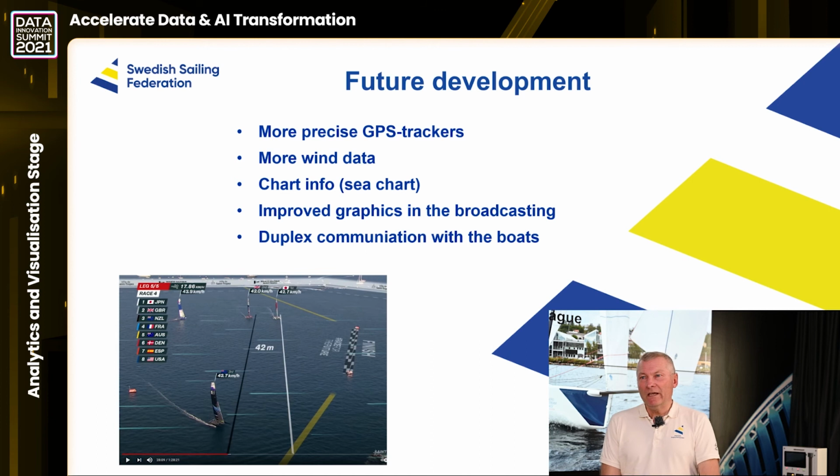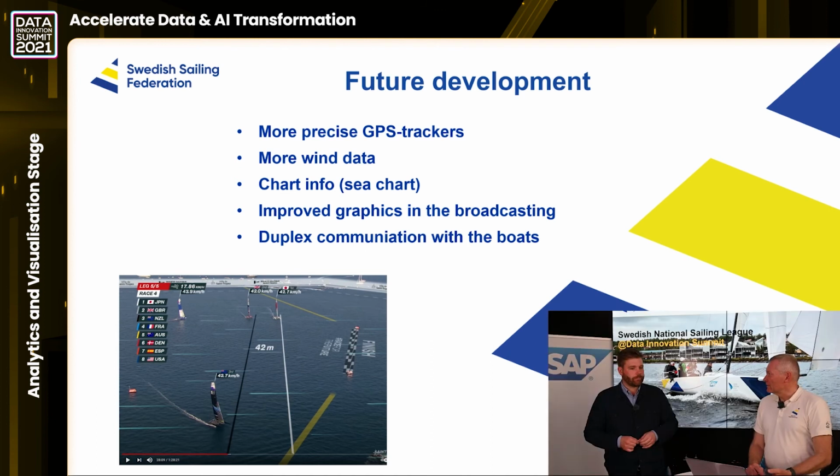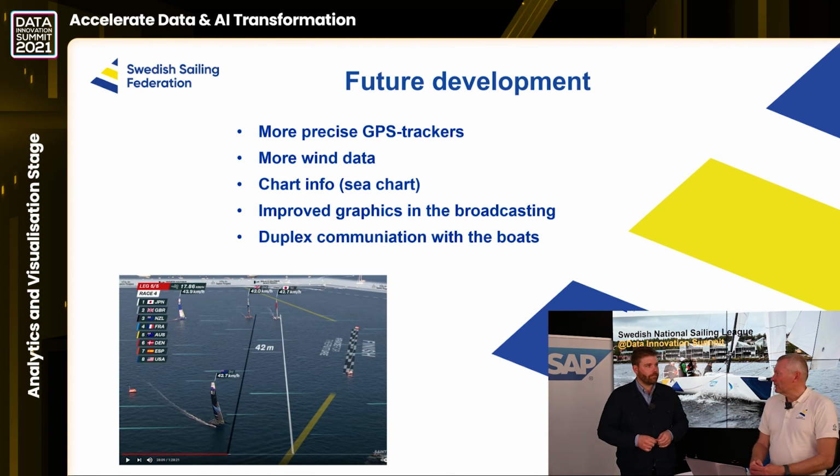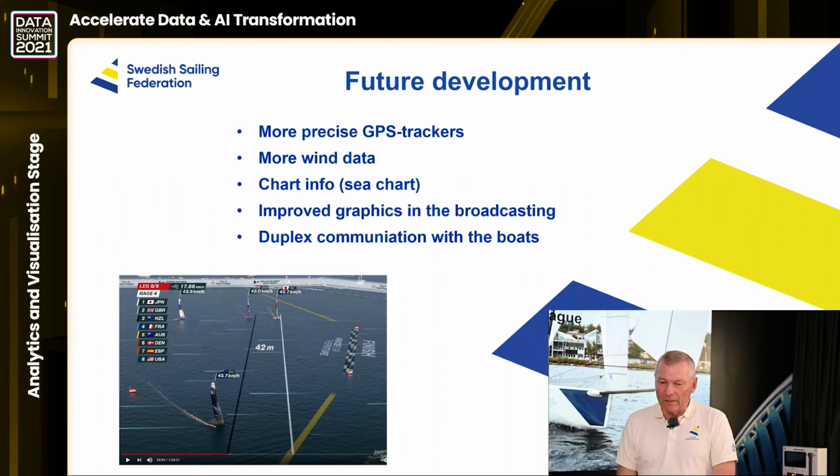I would also like to have sea chart information in the Sailing Analytics. And that is something I hope that SAP can develop for the future. Because if you see the bottom topography and islands and all that, they have an influence on wind and waves, that will also, of course, have an impact on which strategic idea you should have on how to sail the course.